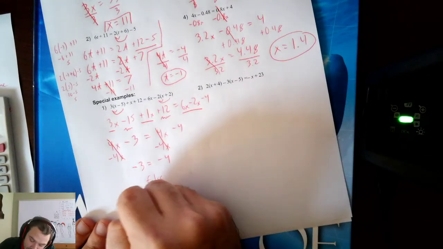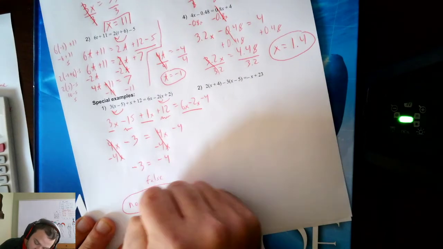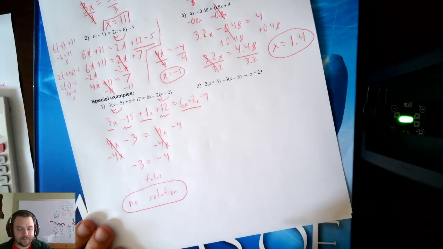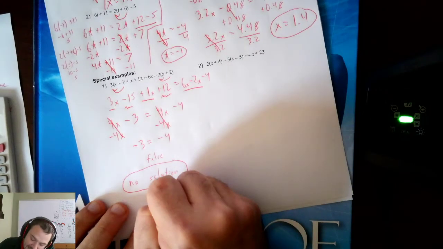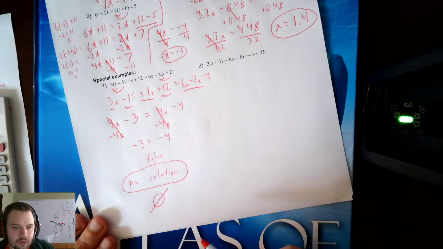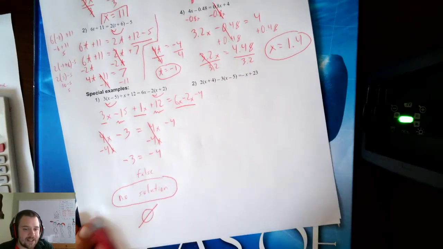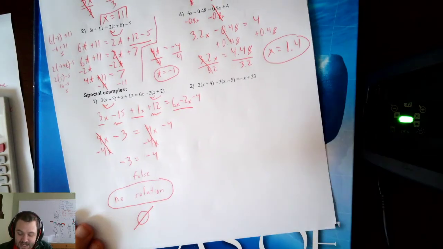This means there is no solution. This equation has no solution. The symbol we use for that is a circle with a line through it, like nope, no solution. No number you plug in will ever make this equation work out. It has no answers. It can never be solved.